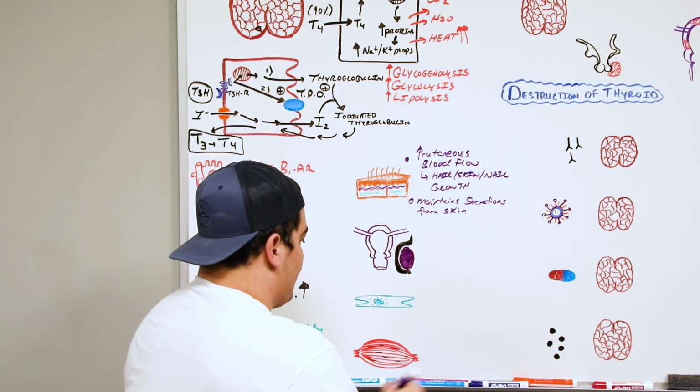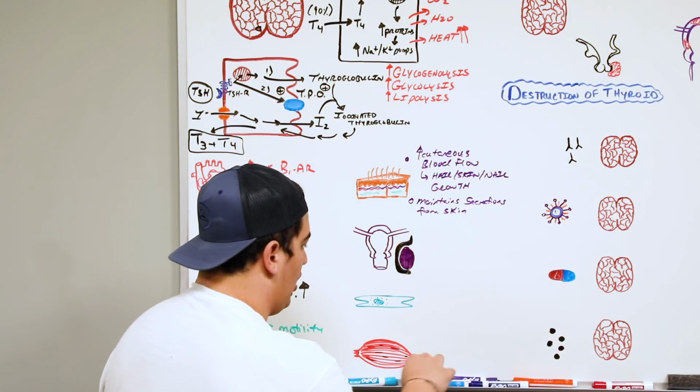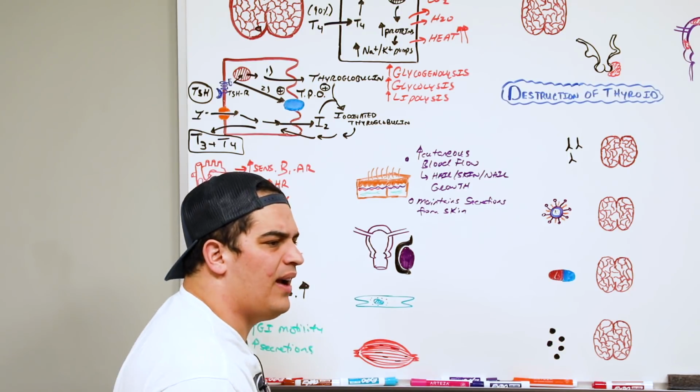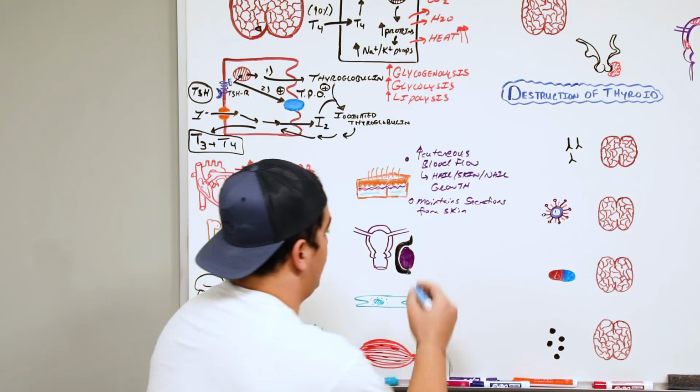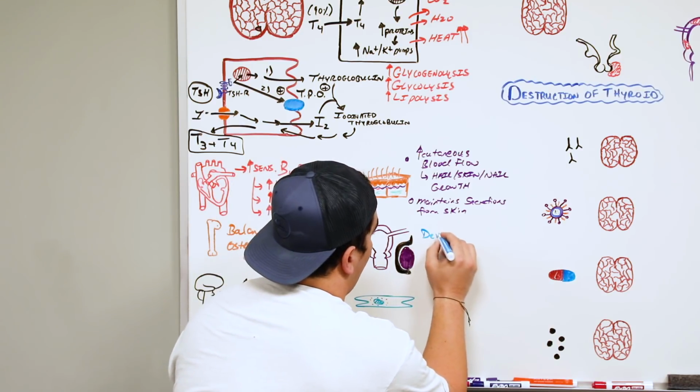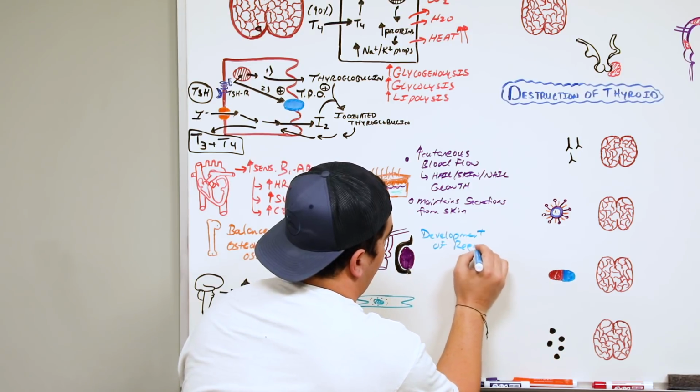It also acts on the reproductive system. Within the reproductive system, we have the effect of our reproductive development. So it's important within the development of the reproductive system. So what does it do? It's involved in the development of the reproductive system.